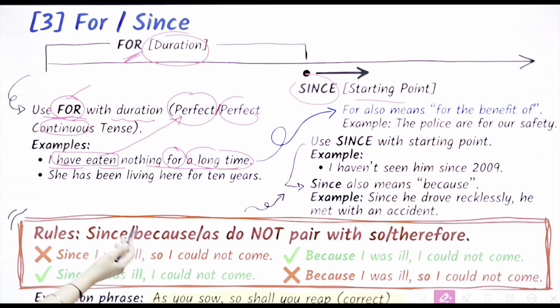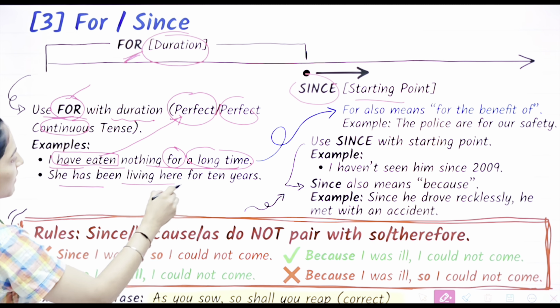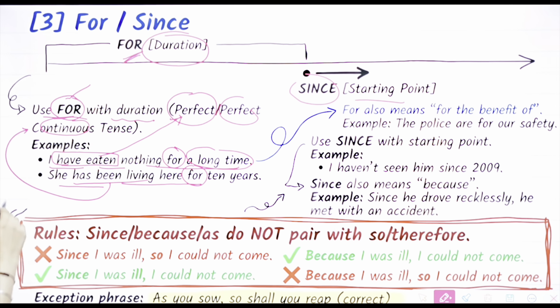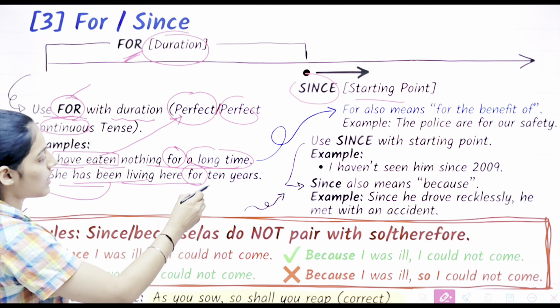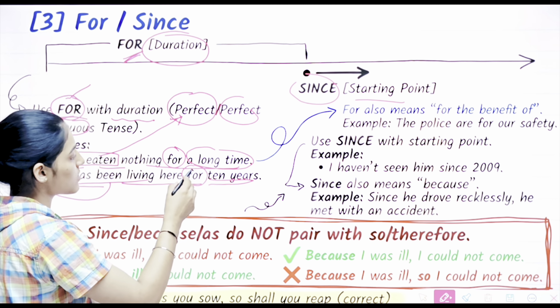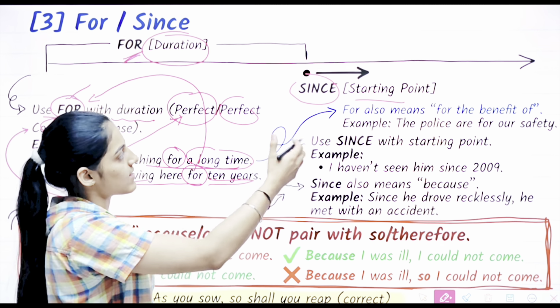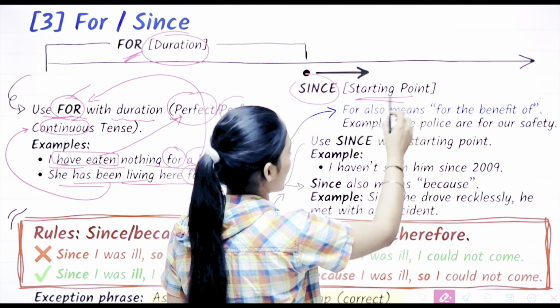All right, then we have a second example. She has been living here for 10 years. So has been living is used for perfect continuous tense, and along with that we have a duration of 10 years. For that we will use the preposition for. Now we will see the since one. Since is for the starting point.